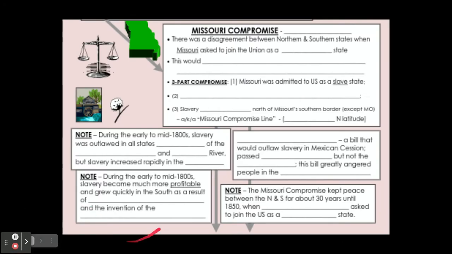Let me just see if we filled in everything here. The three-part compromise. So, Missouri Compromise, 1820, disagreement between North and South. When Missouri asked to join the Union as a slave state, this would tip the balance between free and slave states in the Senate. Three-part compromise: one, Missouri becomes a slave state. Two, Maine is admitted as a free state. And three, slavery outlawed, or banned, or illegal, north, underline north, of Missouri's southern border, except for Missouri, aka the Missouri Compromise line, which is 36°30' north latitude.